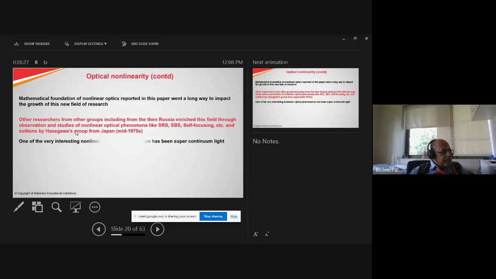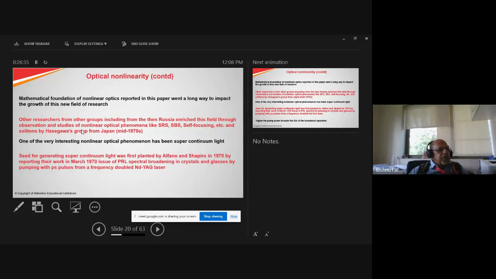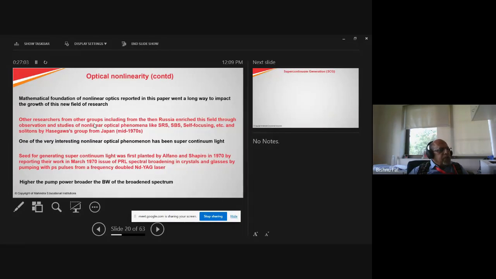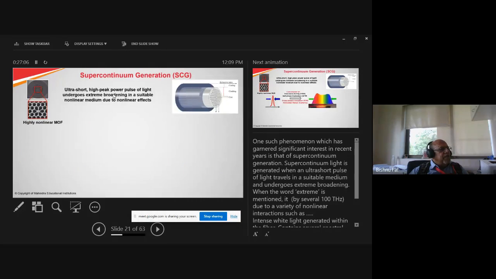One of the very interesting nonlinear optical phenomena has been what is known as supercontinuum light. The seed for supercontinuum light was actually planted by Alfano and Shapiro in a PRL paper in the March 1970 issue, where they showed spectral broadening in crystals and glasses when pumped by picosecond pulses from a frequency doubled neodymium YAG laser. The frequency doubling of a neodymium YAG laser would be around the green region. The higher the pump power, the broader the bandwidth of the broadened spectrum.